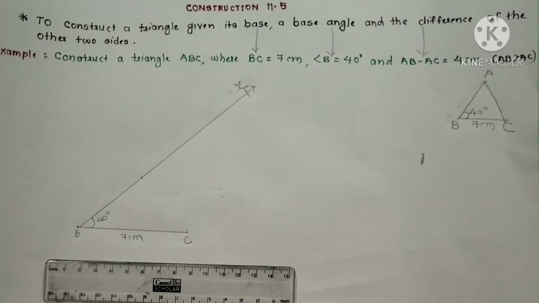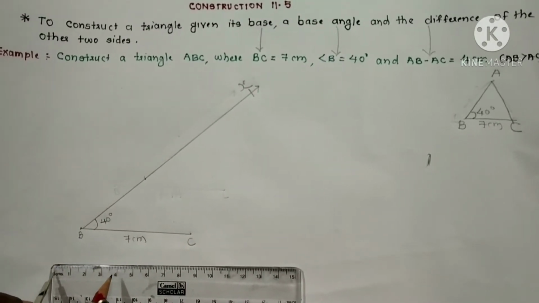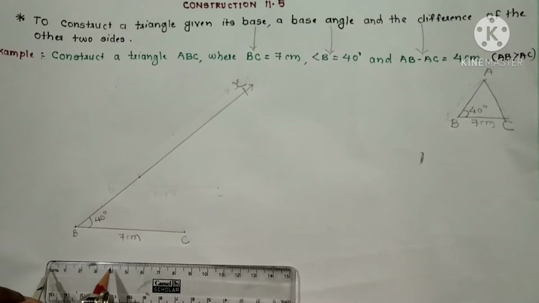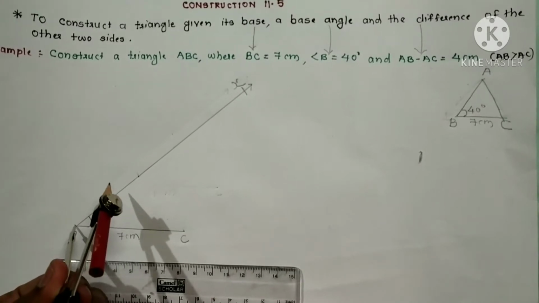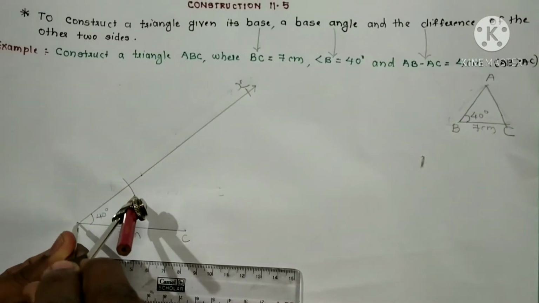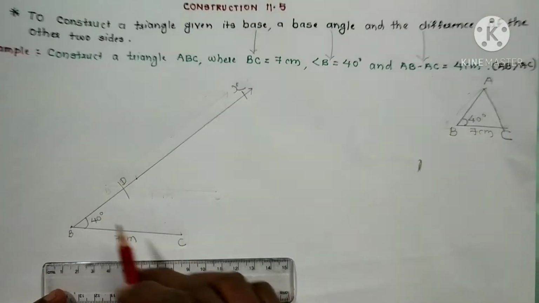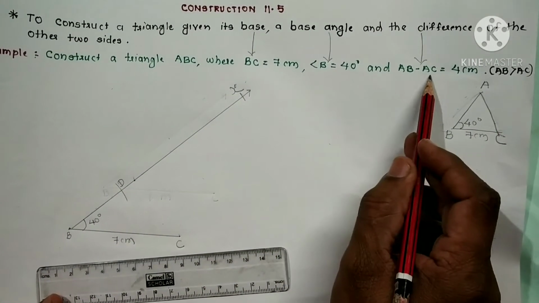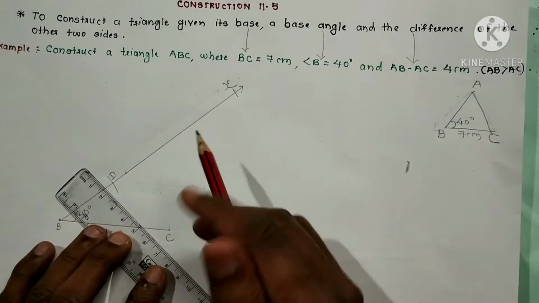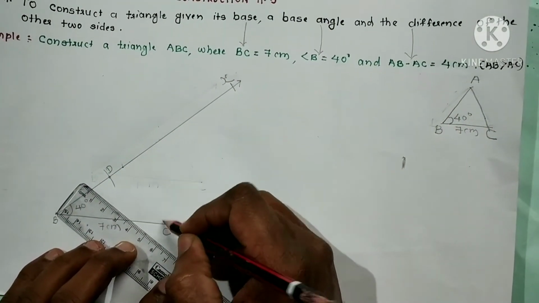Next step, cut the line segment BD as 4 cm. So by using a scale you have to take the distance of 4 cm as BD length and you have to mark like this. So this point is named D, which is equal to AB minus AC from the ray BX. Then the next step is you have to join these 2 points D and C.